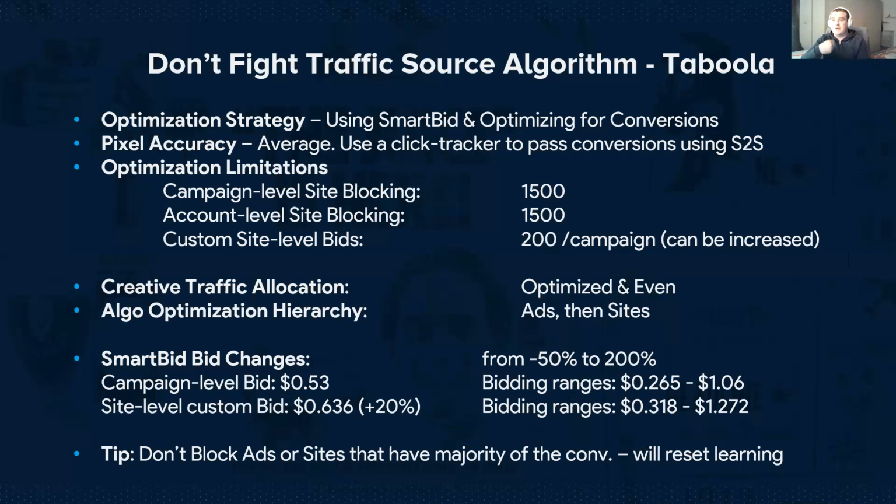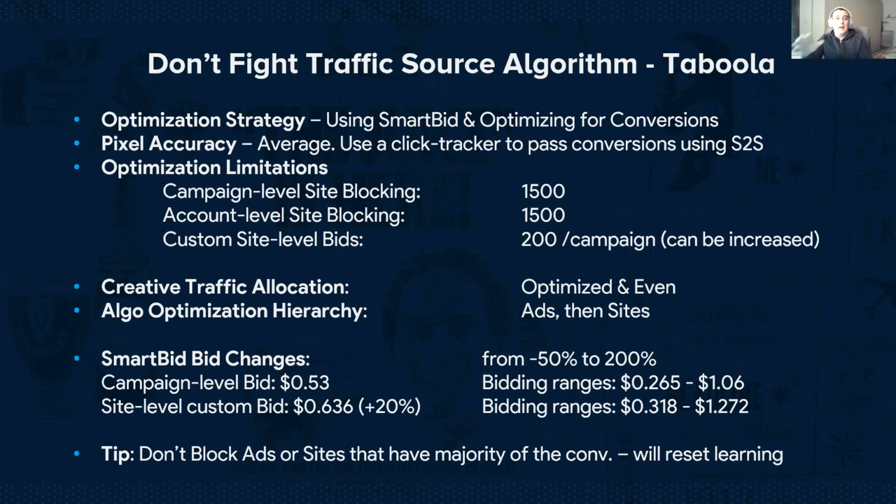And in terms of creative traffic allocation, there's optimize and even. When using optimize, we have to keep present that no matter the type of campaign we're running, the traffic source, in this case Taboola, will most probably, in most cases, prioritize only one creative. So if you want to properly split test ads and headlines, you will have to set the creative traffic allocation to even.